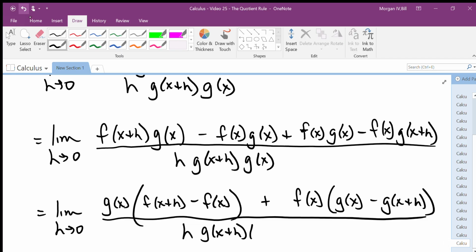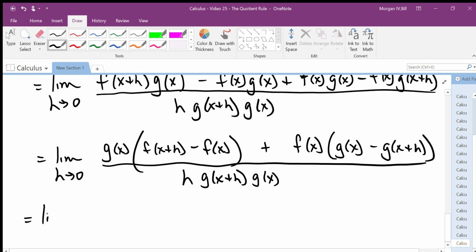Okay, when I look at the second term in the numerator, I have an f of x times g of x minus g of x plus h. But we're trying to get this into derivative form, which we know is like f of x plus h minus f of x over h, or if we use the letter g, g of x plus h minus g of x over h. What we have is g of x minus g of x plus h. Those are backwards. I need the g of x plus h minus the g of x. So to switch it, I'm going to factor out a negative 1. When I factor out a negative 1, the positive g of x then becomes negative. The negative g of x plus h then becomes positive. It looks something like this.